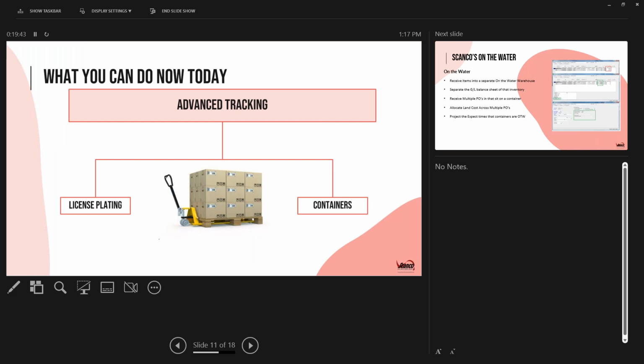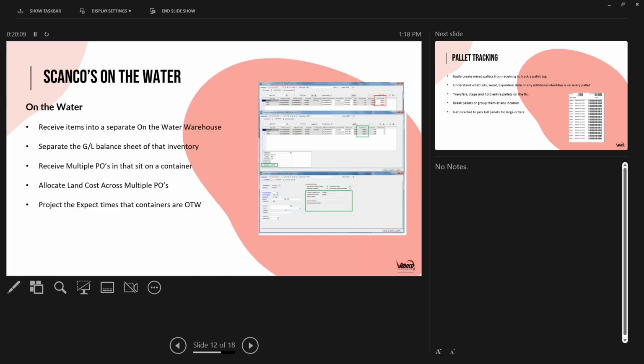So that's the picking, that's the putaways. What about some of the advanced tracking? The two pieces I'm gonna go over next are gonna be license plating versus containers. The reason I'm gonna talk about this is because they both play a part in a software piece that we have called On the Water. On the Water allows you to do essentially vessel receipts and be able to track what product is physically on the water. So why would a company need this?